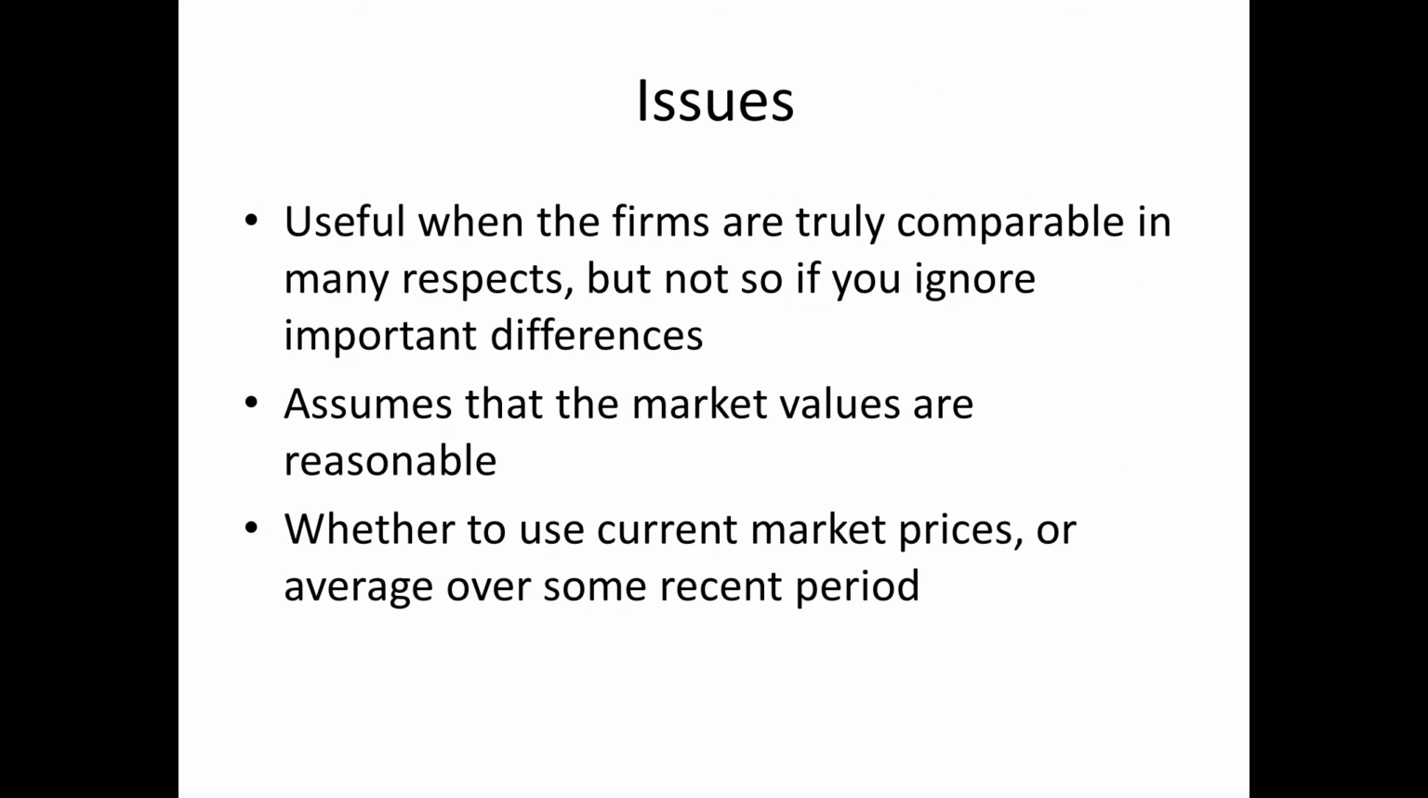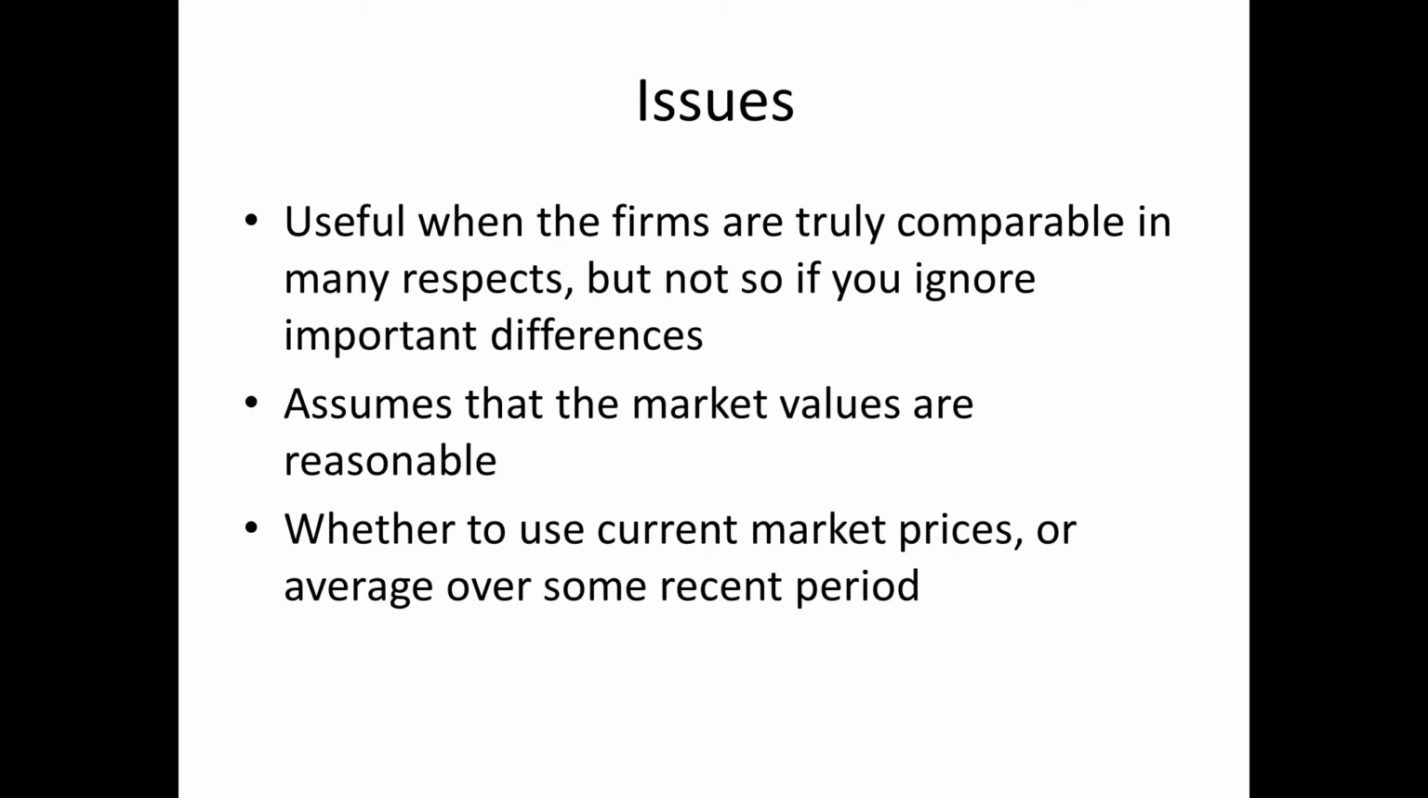It takes a little bit longer. That's kind of an issue. The ratios are useful when firms are truly comparable, but not if you ignore some of the important differences. They assume that the current prices of stock in the market are reasonable. So if you're in the middle of a bubble and all of the stocks are, by everybody's opinion, overvalued, and you do these comps based on the market values, then what you come up with is going to be an overvalued price for your firm A.